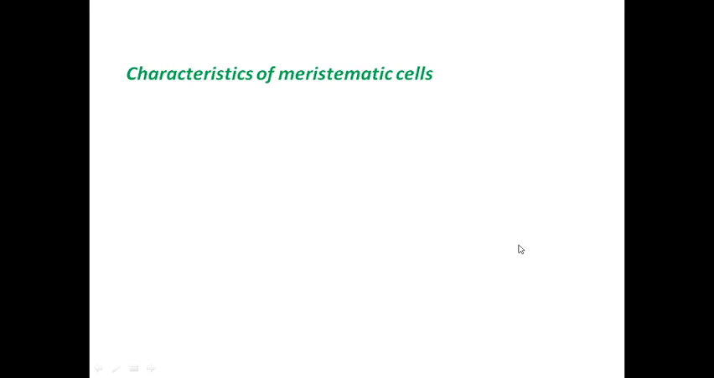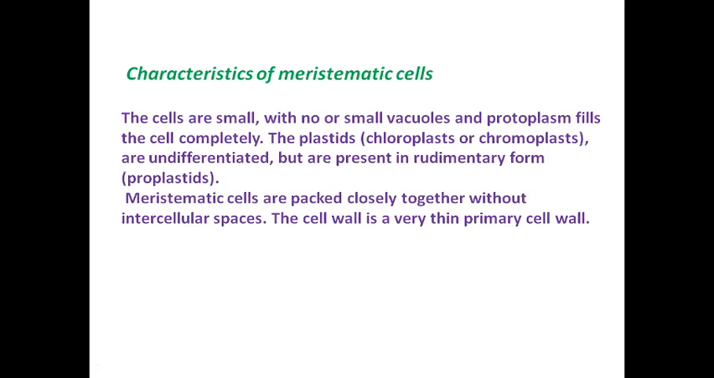Now, characteristics of meristematic cells. The cells are small with no or small vacuoles. Vacuoles are a characteristic of plant cells, but the meristematic cells either don't have any vacuoles or have only small vacuoles, and protoplasm fills the cell completely. They have a lot of protoplasm because they have to undergo cell division.